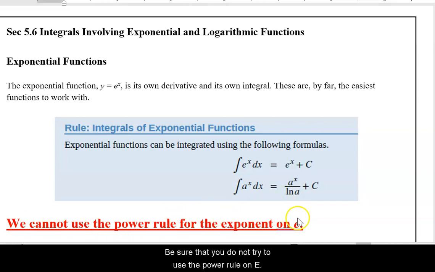Be sure that you do not try to use the power rule on e. Exponential functions have constants in the bases and the variable in the power. The power rule is used when the variable x is in the base and the power is a constant. You cannot use the power rule for exponential functions.